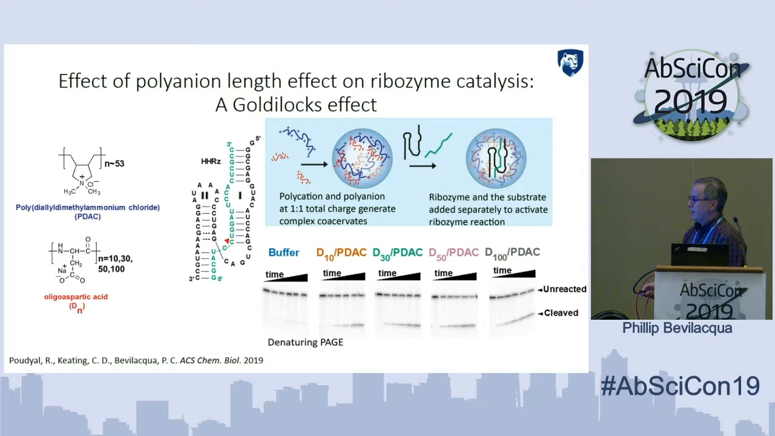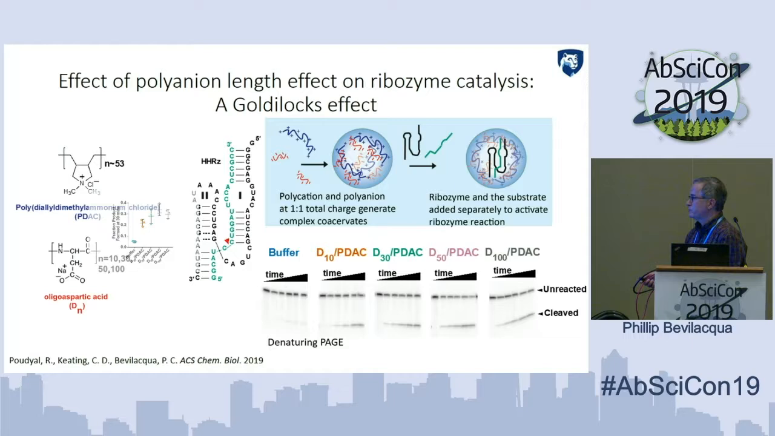And so when reaction happens, it goes from this higher mobility species down to the product here, from the unreacted to the cleaved. So these are now denaturing page gels. And what we can see is that if the reaction is done in buffer, and these are done under so-called kcat over KM conditions, even though the enzyme is in excess, it's far below the KD for the reaction. So there's very little reaction out to 30 minutes. But as we bring in the coacervate, we begin to see more and more cleaved product form.